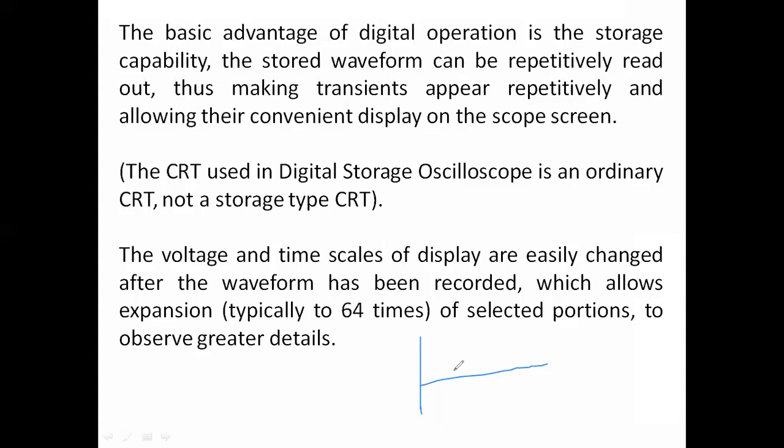Suppose we have a waveform like this. We have to observe the waveform at this particular portion. This particular portion will be observed by using the magnification process. Only this particular portion will be displayed. By that we can analyze that particular signal. At that particular time, what happens?